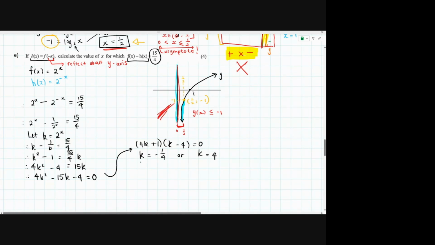Now remember, once you've got these solutions for K, you want to substitute what you said K represented back into those solutions. So now we need to go back and put the 2 to the power x back in. So we're going to have 2 to the power x equals negative a quarter, or 2 to the power x equals 4. Now this first equation equals negative a quarter. That's not possible. I can't raise 2 to the power anything and get a negative. 2 to the power negative 2 is positive a quarter, not negative a quarter. So there's no solution there.